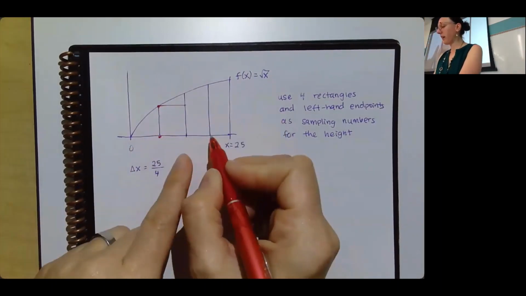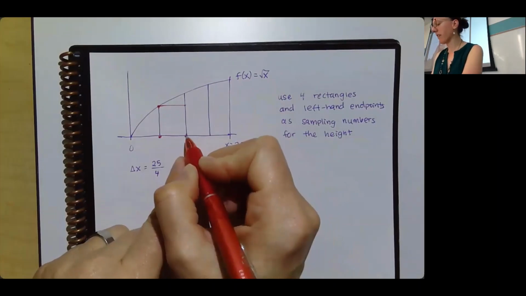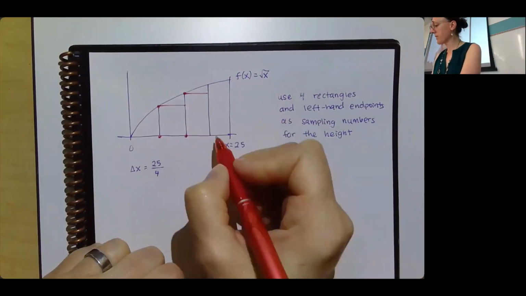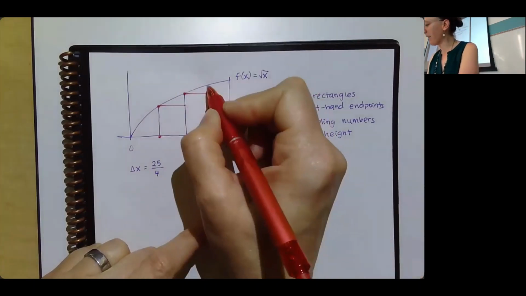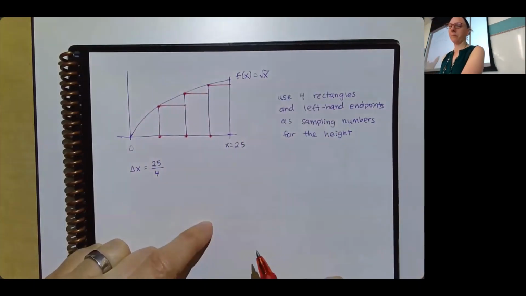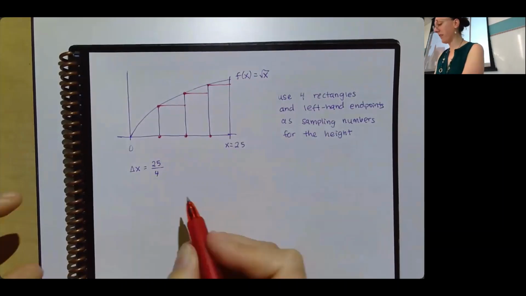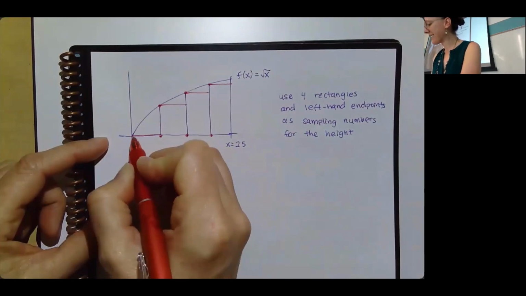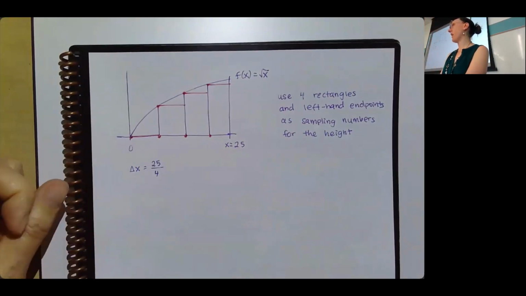For this interval here, I'd plug in the number on the left-hand side. That would be the height of my rectangle. For this one, I'd plug in the number on the left-hand side. That would be the height of my rectangle. Now, all the way on the left-hand side, the height of my rectangle is 0 because that's the X value all the way on the left-hand side.